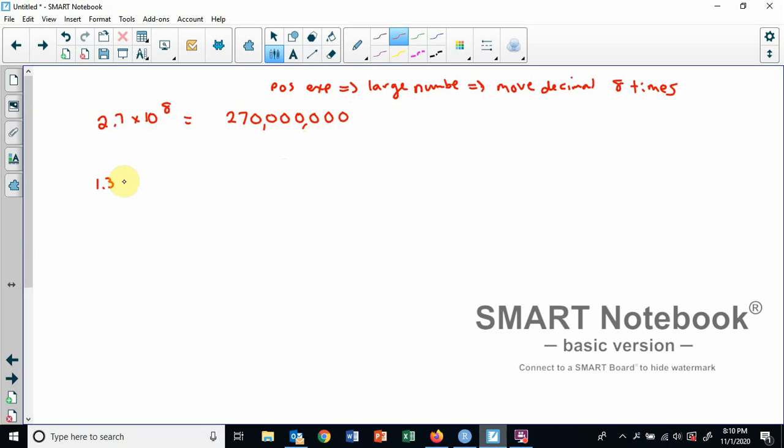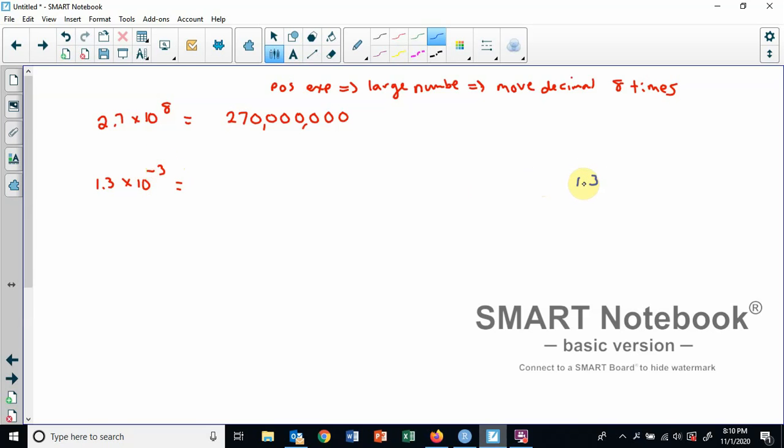Okay. Now, could I do one with a negative exponent? Like 1.3 times 10 to the negative 3. So you see, I see a negative exponent. So I'm going to think a really small number. And so let me do some scratch work for this one.